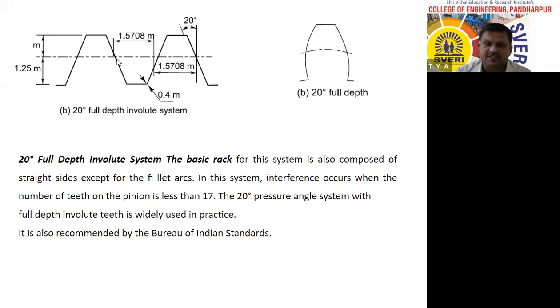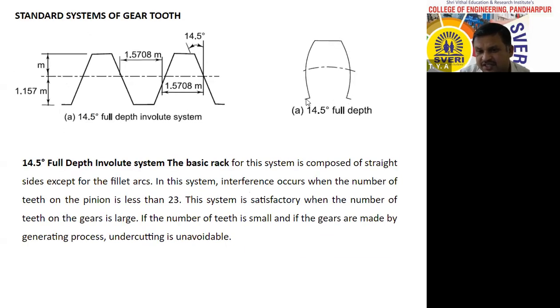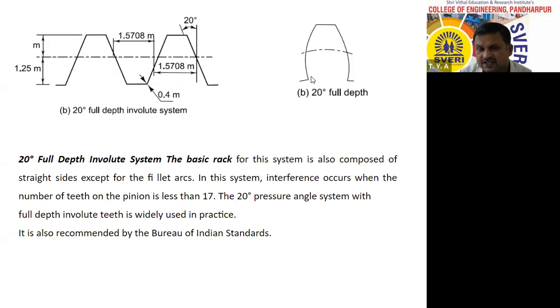Now, tooth space proportion is the same, 1.570 times module. Tooth thickness proportion is also the same, 1.570 times module. Now if you see this 20-degree full depth involute tooth, the length at the root is more as compared to this length. That's why you can say that the 20-degree full depth involute tooth is stronger than the 14.5 degree.